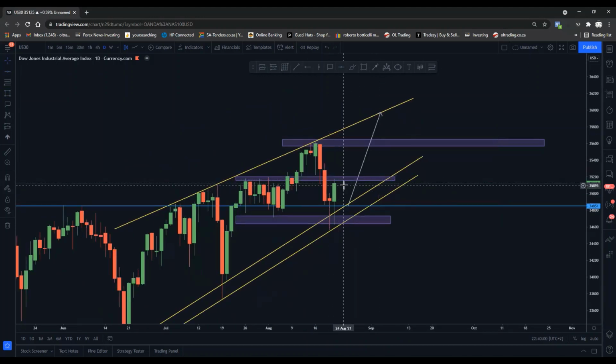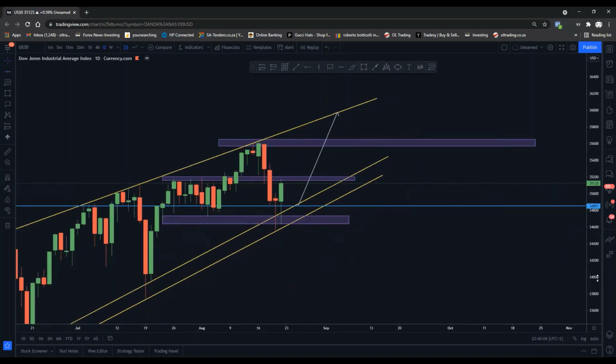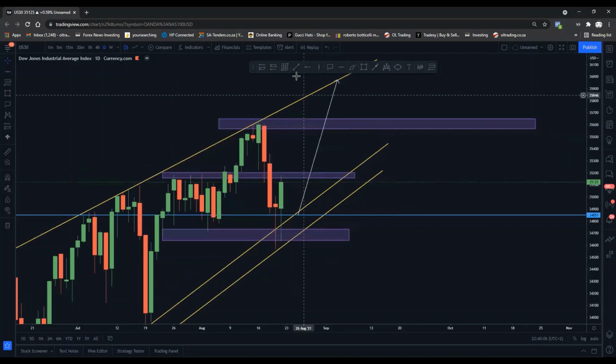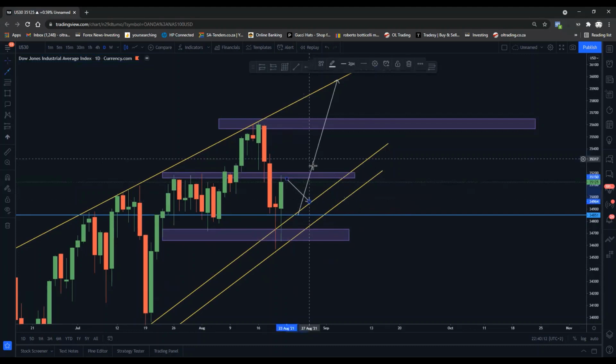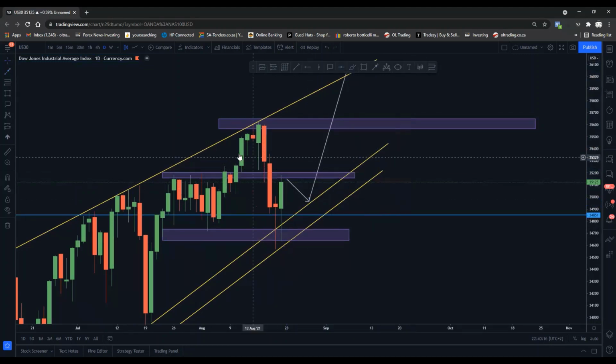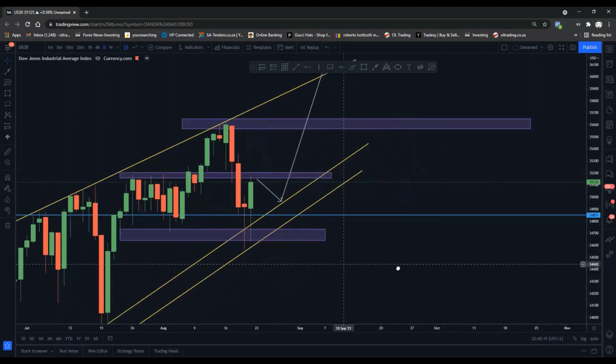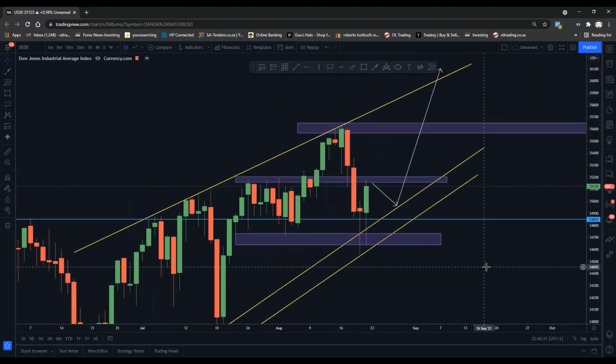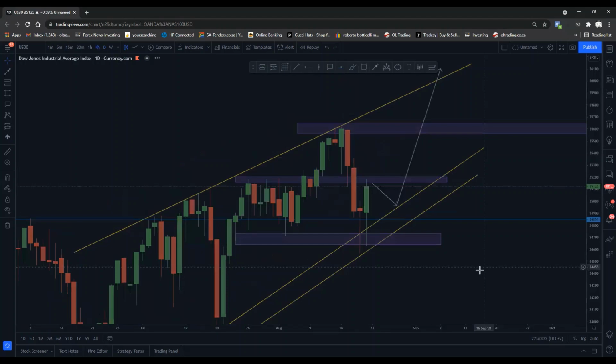A certain change. We can have a move coming back this way before we shoot to the upside. So let's go to lower time frame. Go to 4 hour.